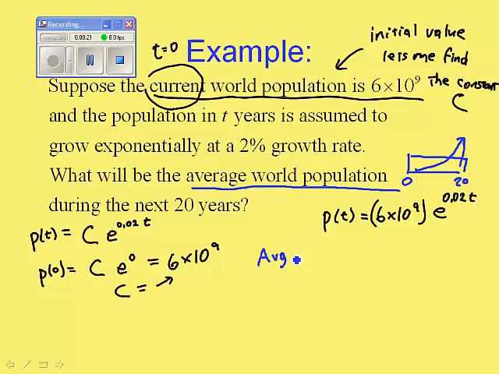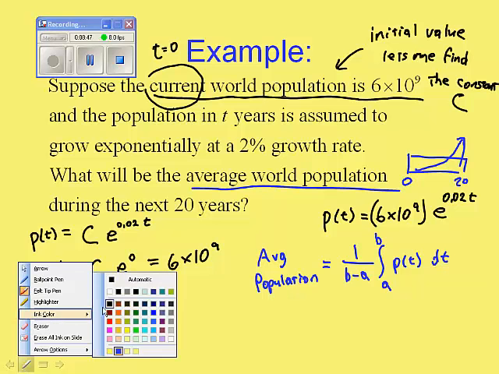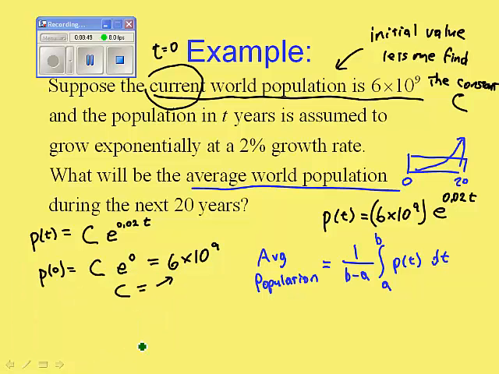Well, the average population, we're going to use our formula: 1 over b minus a, integral from a to b of p of t dt. That's the formula for an average value. And now you just have to know what to put where. So give me something we know.